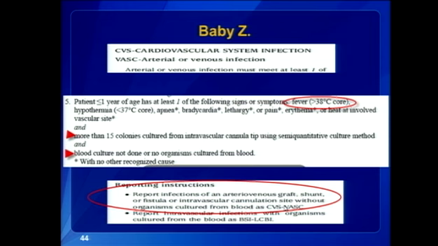This is just a screenshot to show you the criteria, and opposite of what we had earlier where we had positive blood organisms from the blood. In this case, we actually don't have any, and so we're going to report this as CVS VASC.